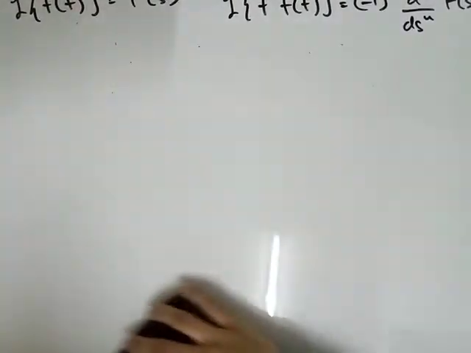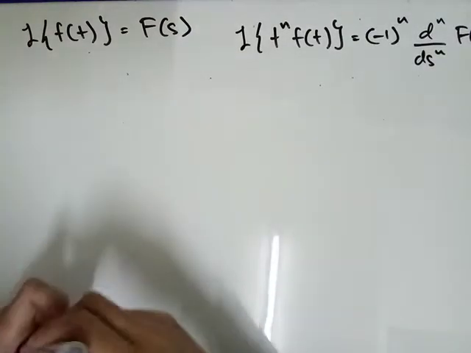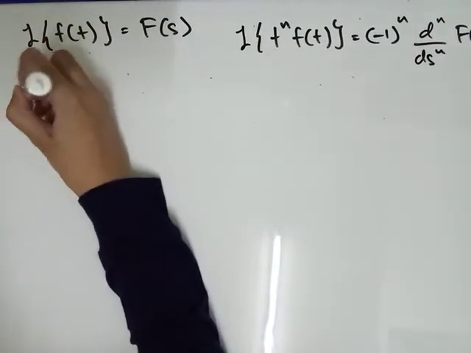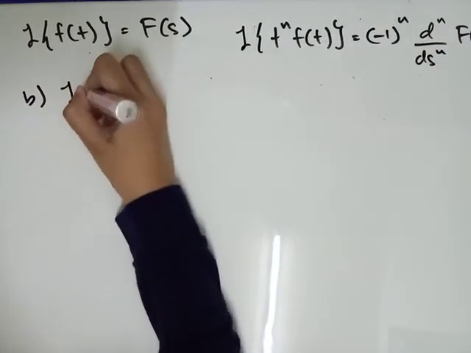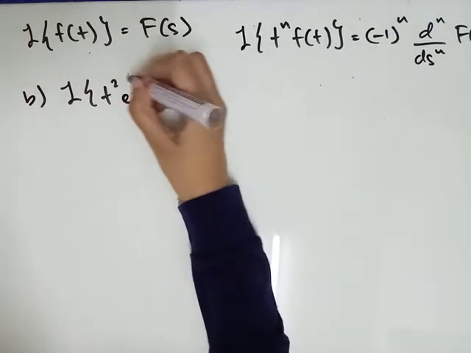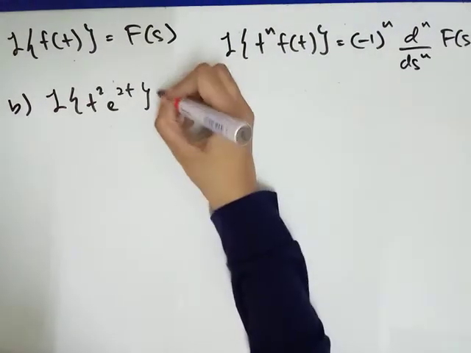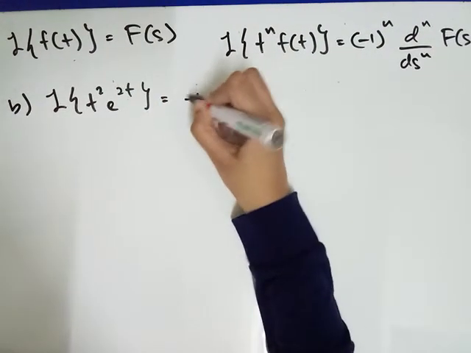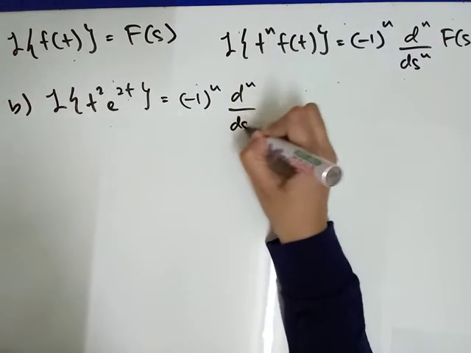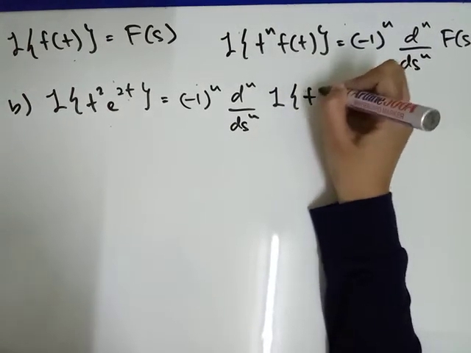Alright, question B, we have the Laplace of t square exponent 2t. Okay, so the formula is -1 power n, d ds power n, of the Laplace of the function f(t).